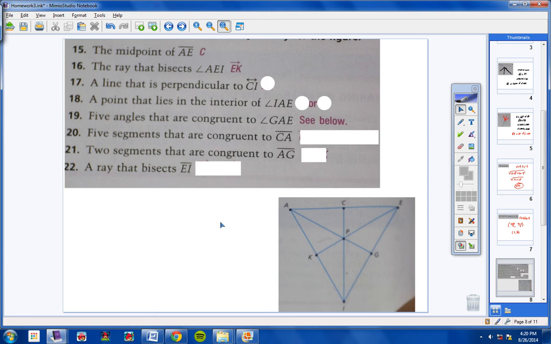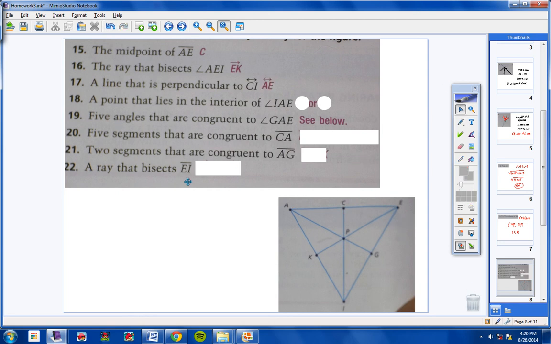Moving on to number 17. 17 says we want to look for a line that's perpendicular to CI. Here's CI right here, and the line perpendicular to that would be this line segment right here, AE. Okay, so let's move on. That should be correct, AE.